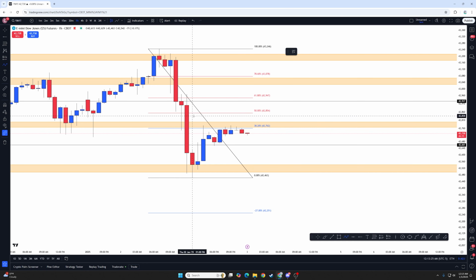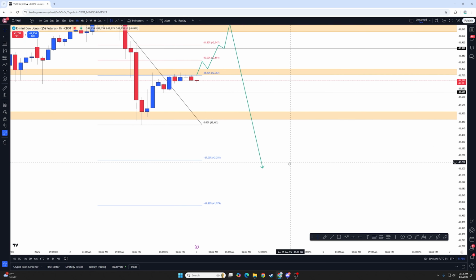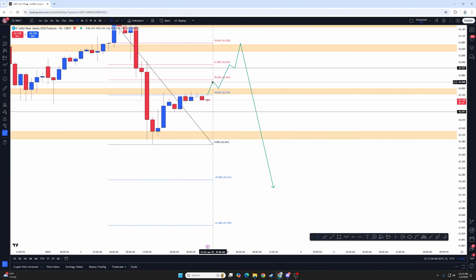I would want to see a retracement of this drop that we had. I would want to see it retrace at least to the 50%, and it could retrace up to the 61.8 or even the 78.6, and then this would still be valid. But the bigger play is sells. But since I'm a scalper, I'm not opposed to taking a buy scenario.